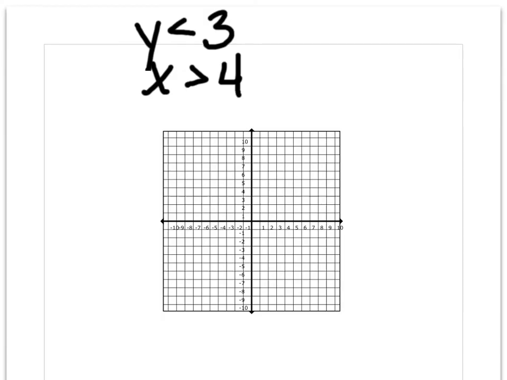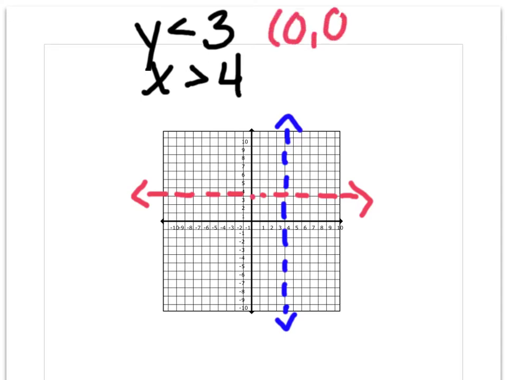So y is less than 3, so we go to 3, and all the way across is this line, y equals 3, or y is less than 3, sorry. Okay, and then the next one we have x is greater than 4. So we have a line at x is greater than 4. So now if we plugged in, say 0, 0 for this one, 0 is less than 3, so you could shade the side that 0, 0 is on.